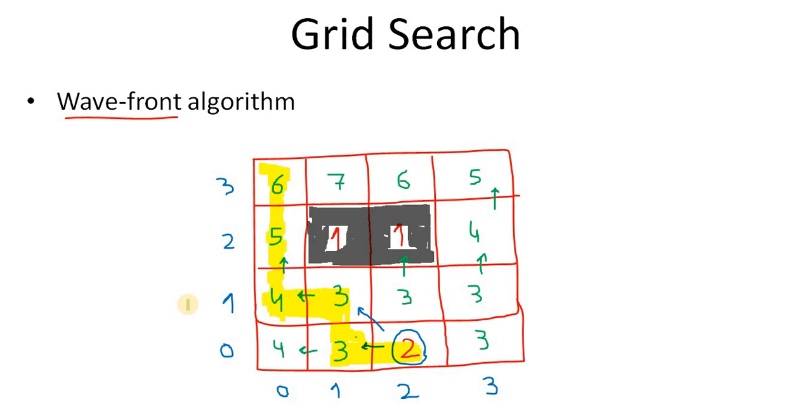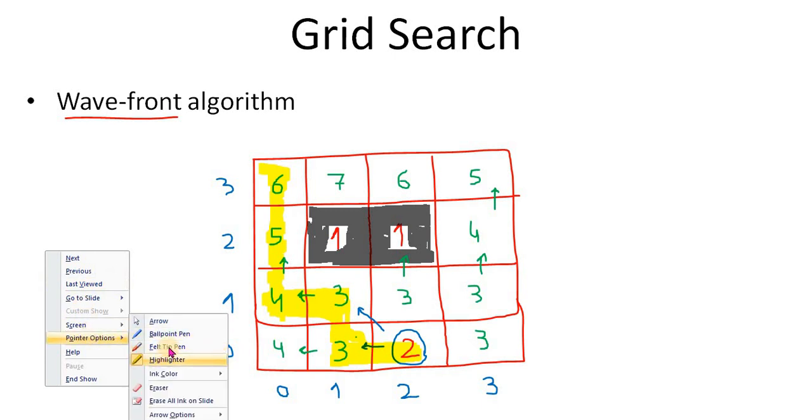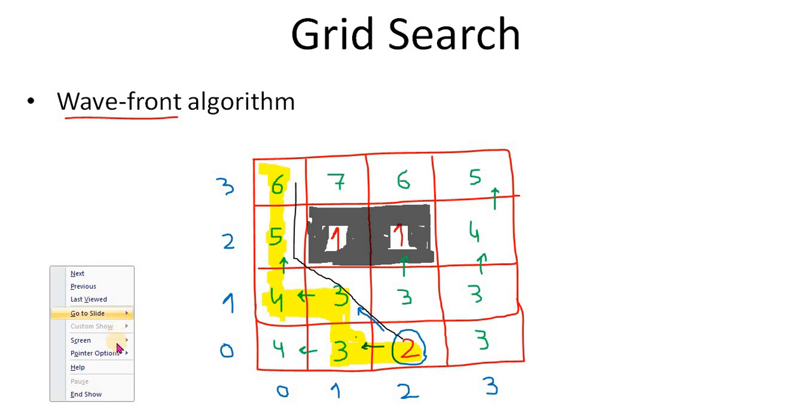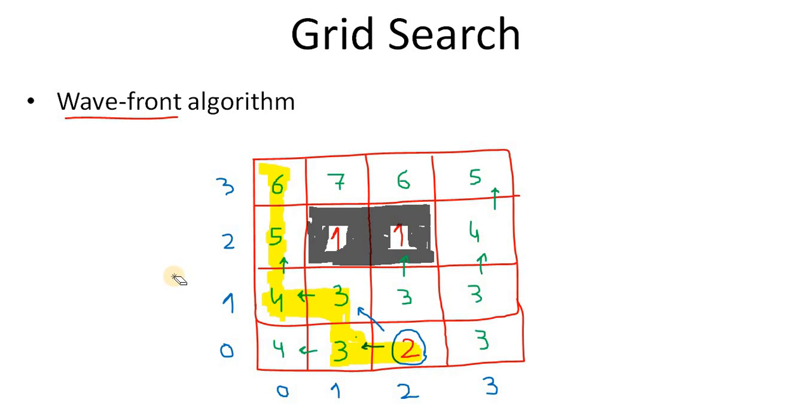But if you follow the 8 connectivity, then the shortest path will be something like, I can show you, from here to here, then here, and then here. So it will be something like this. Yeah, this will be the shortest. But for 4 connectivity, I think this will be our shortest path, the one we have made already. Okay, so this was the wavefront algorithm. It's a very simple algorithm to search for the shortest path in a grid. It's very easy to implement also.